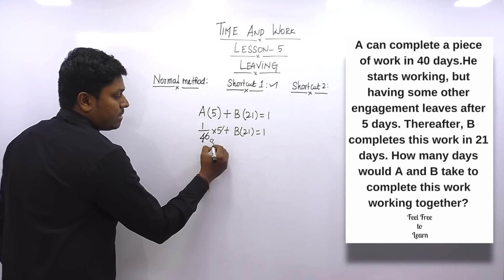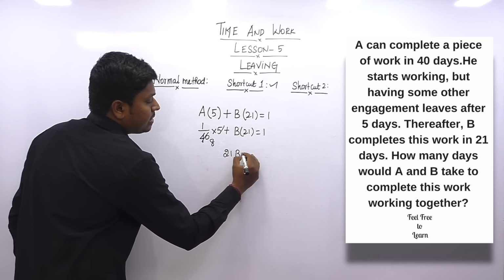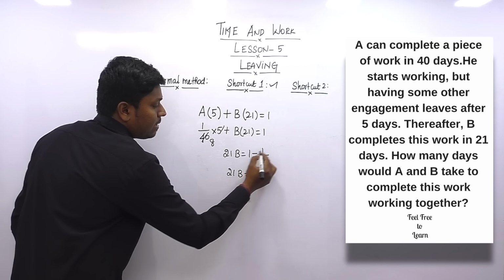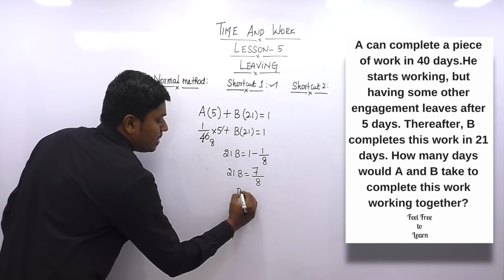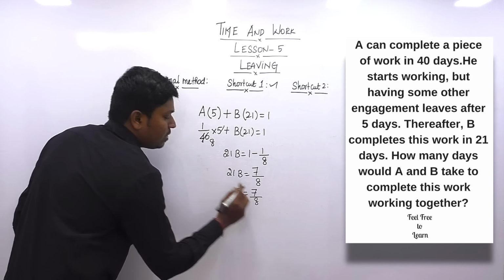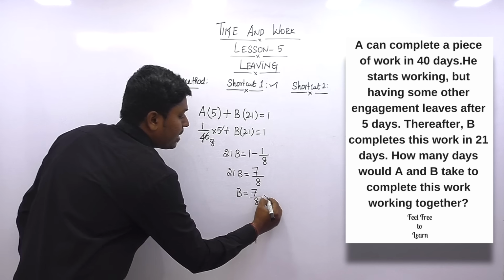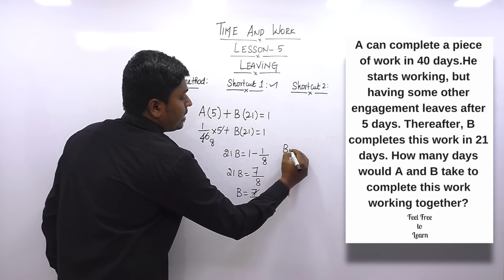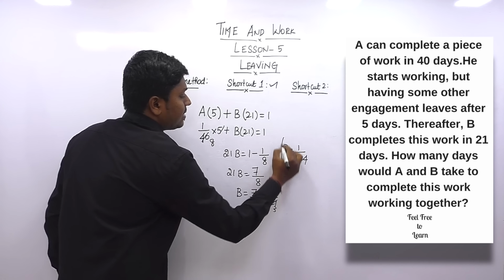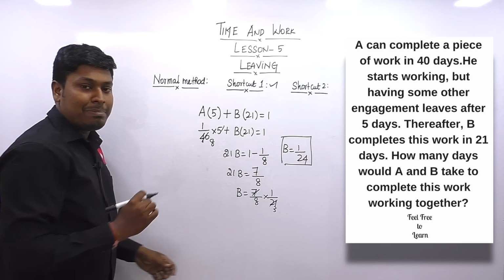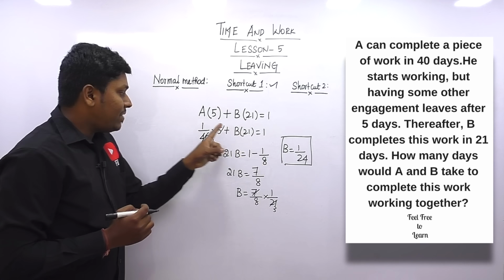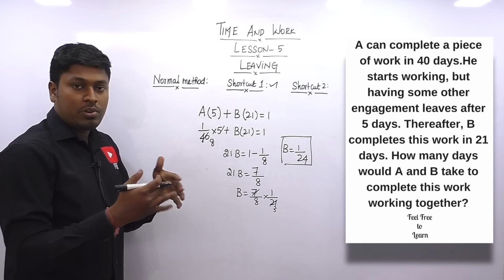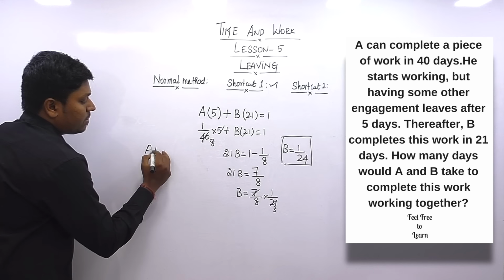So when you cancel, this becomes 1 by 8. So 21B is equal to 1 minus 1 by 8. So 21B is equal to 8 minus 1, which is 7 by 8. When you bring this 21 towards the right hand side, it becomes 1 by 21. So we can cancel: 3 times 7 is 21, so B is equal to 1 by 24. Listen here friends, finally we got that B alone can complete the job in 24 days. And we already know that A alone can complete the job in 40 days. Our target is to find, if both of them are working, how many days they take to complete the job.